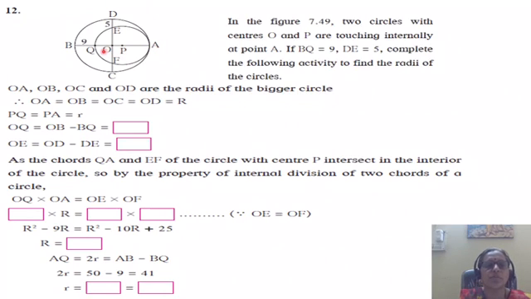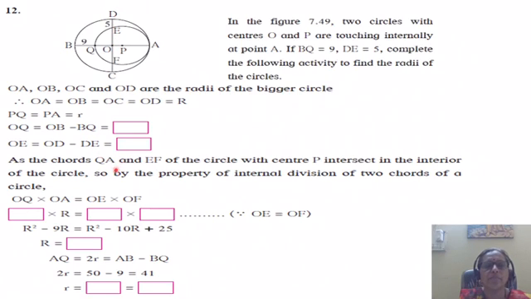OQ is equal to OB minus BQ. Write it here. You know OB distance, subtract BQ from here, BQ is 9. OE is OD minus DE.